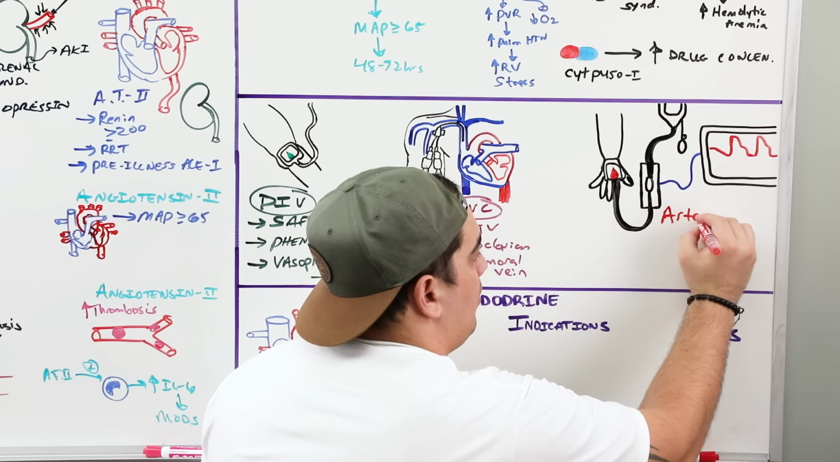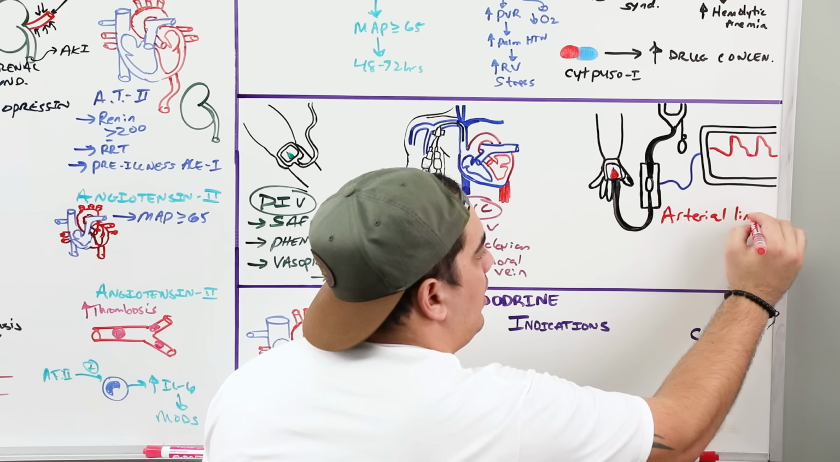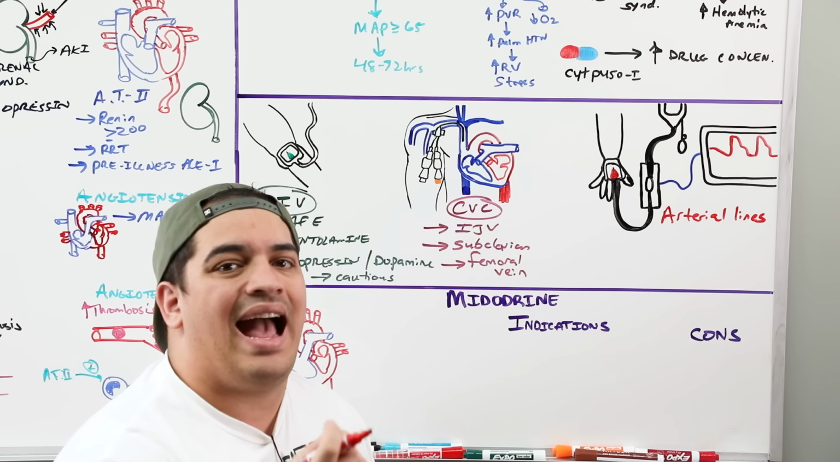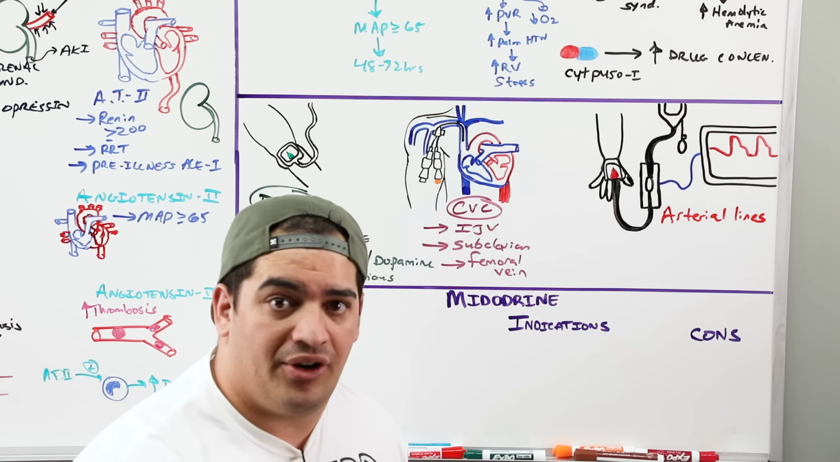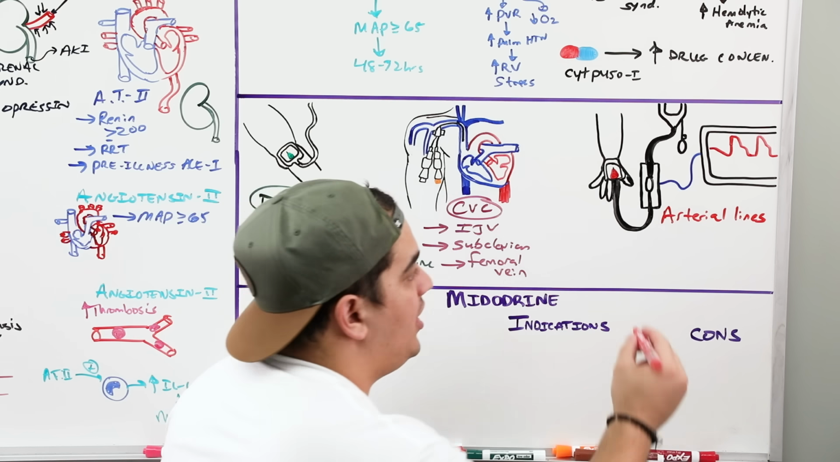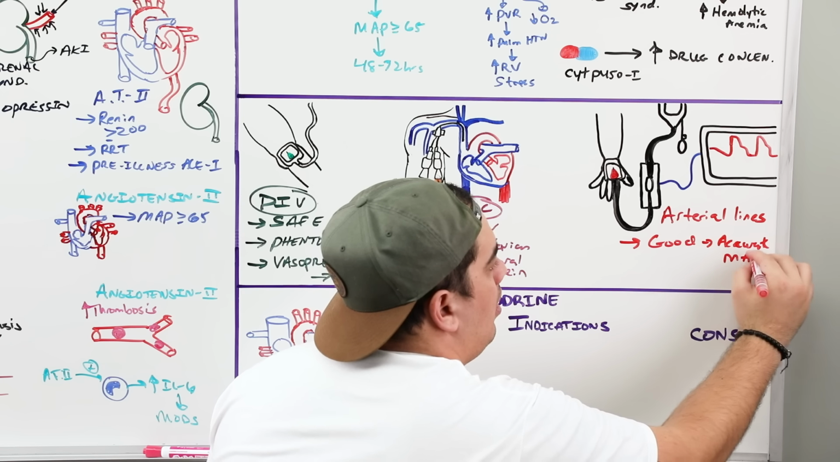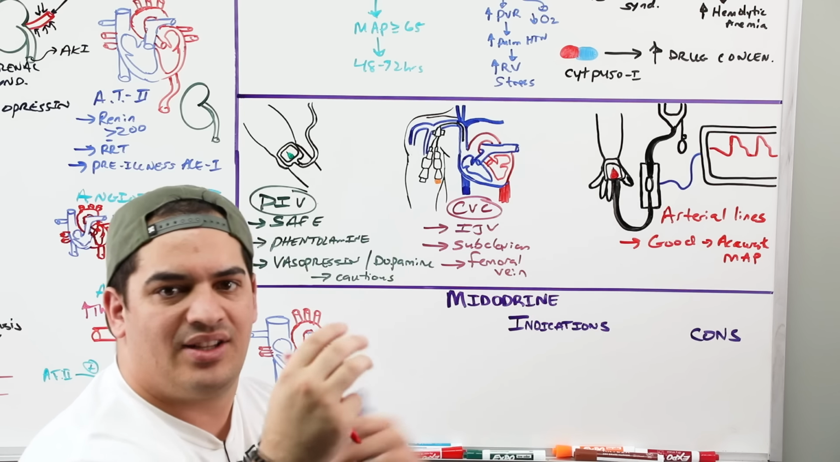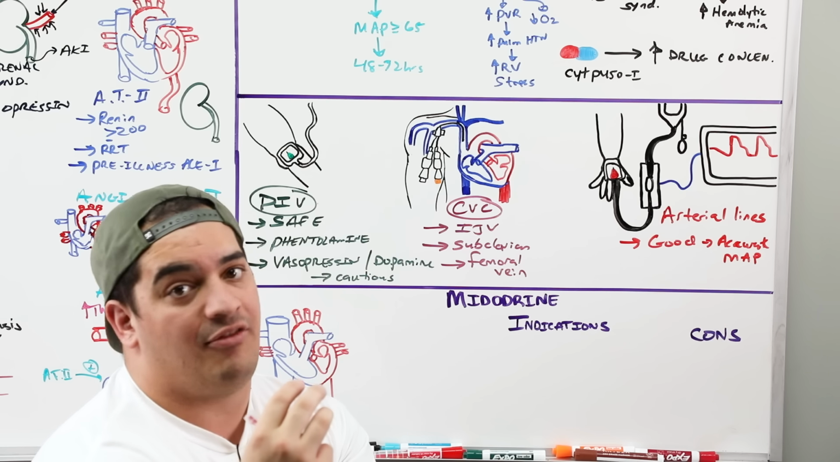The last thing is, should we have arterial lines whenever we're having a patient on a vasopressor? The reason why is arterial lines will give us a very accurate measurement of the mean arterial pressure. So arterial lines are good to use if you're trying to get an accurate MAP on someone who has a discorrelation within their cuff pressures.